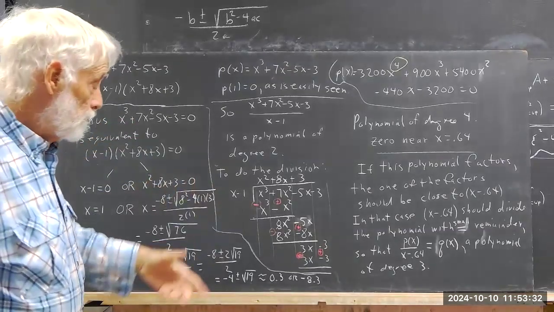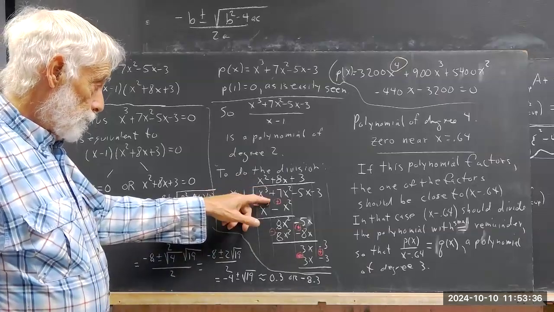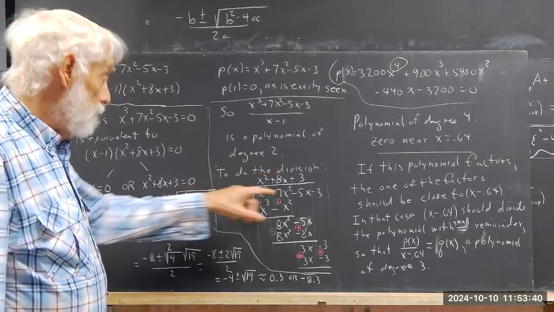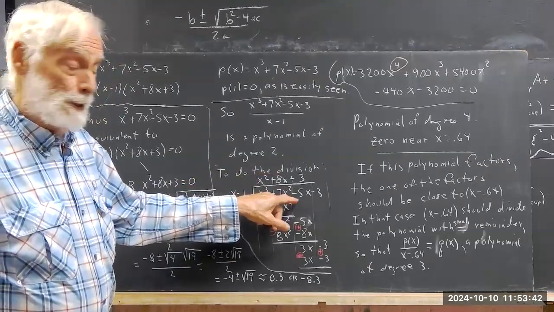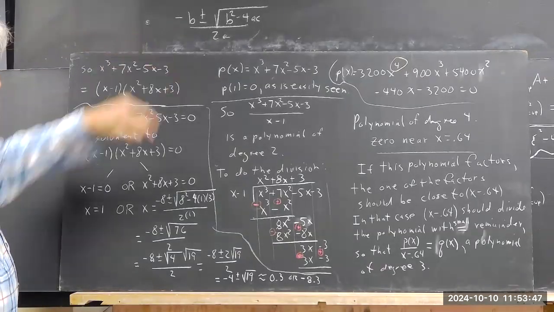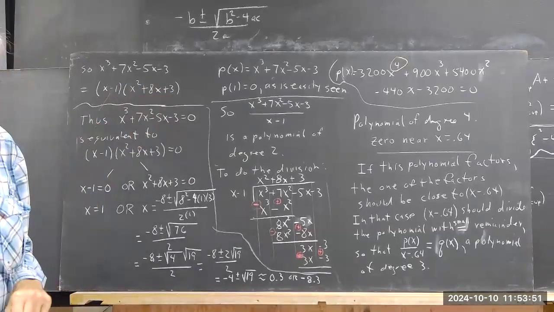So what does this result mean? Well, this divided into this gives you this, because this times this equals this. That tells us that X cubed plus 7X squared minus 5X minus 3 equals X minus 1 times X squared plus 8X plus 3.